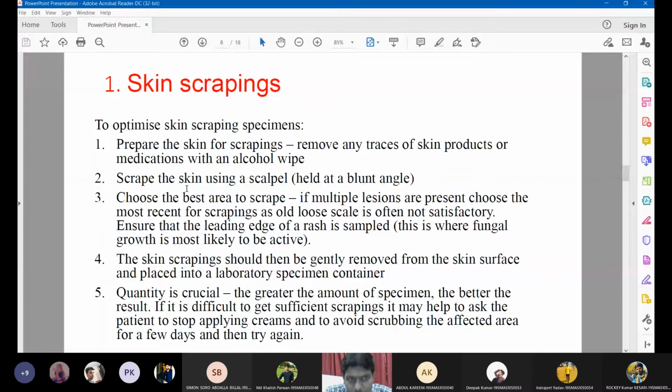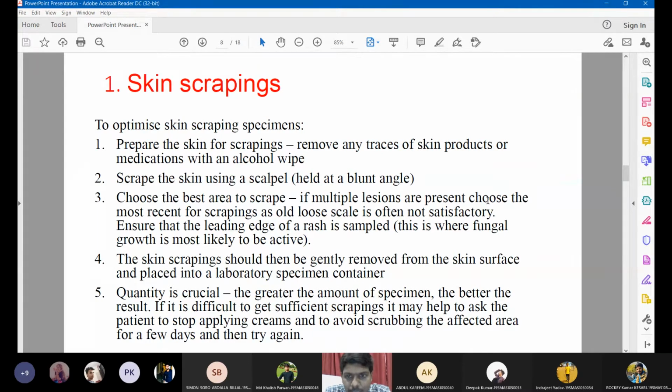Then we need to scrape the skin using a scalpel. With the help of this blade, at a blunt angle, we can start scraping the skin. That means we can start peeling the skin apart so that it comes off in broken pieces. Now, choose the best area to scrape. When we are scraping the skin, we need to choose the area where we will get a good amount of fungal sample.